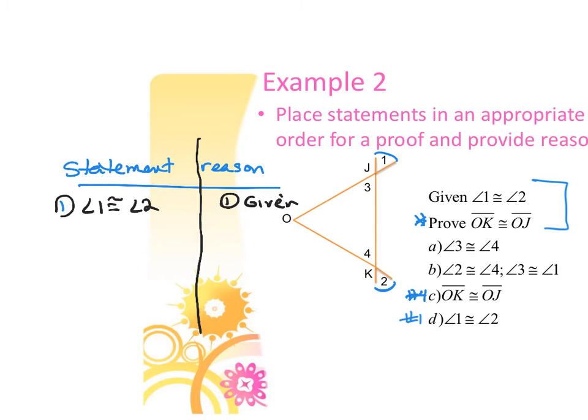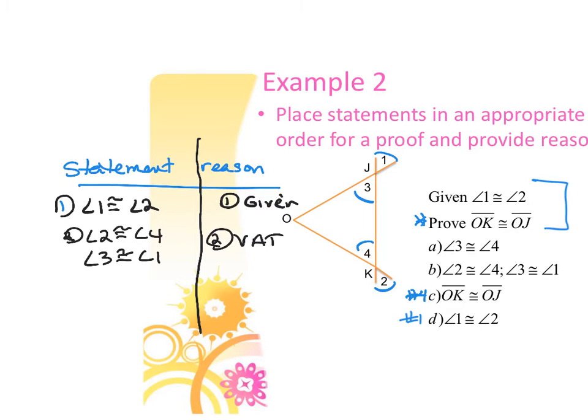So I can see here that I've got some vertical angles going on. So I could say that angle 1 is congruent to 3 because they're vertical angles, which then would also make 2 congruent to 4. So that's going to be my next statement, that angle 2 is congruent to angle 4 and angle 3 is congruent to angle 1. And that's the vertical angles congruency theorem. You can abbreviate that as VAT.